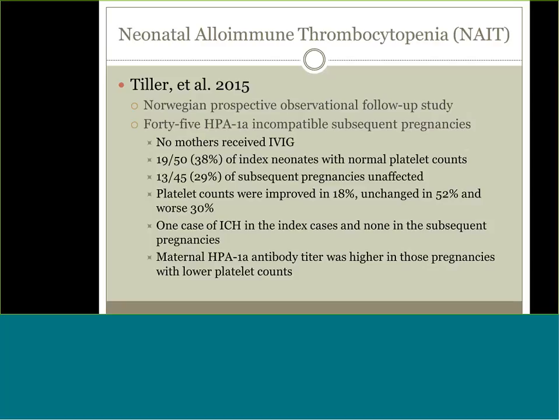In the subsequent pregnancies, what was really interesting to me is that platelet counts were improved in 18% of the cases, unchanged in 52%, but worse in 30%. There was one case of intracranial hemorrhage in the index cases, but none in the subsequent pregnancies, which is interesting. But again, this is selecting for a very benign population, whereas in the study previously, they'd been selecting for those kids with a sibling with intracranial hemorrhage.